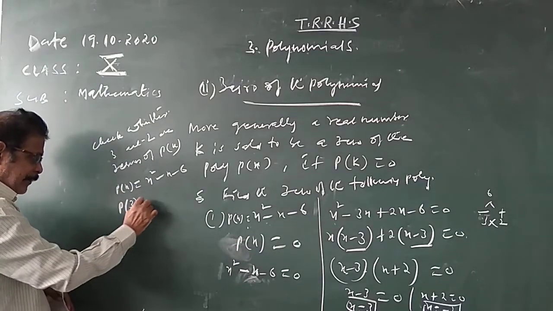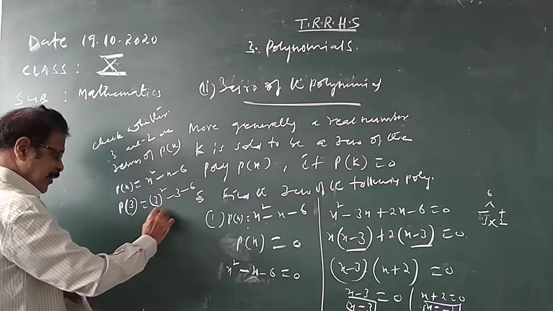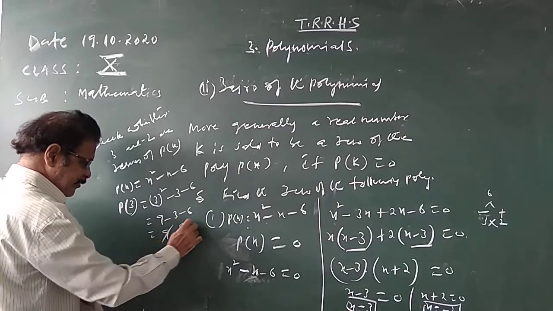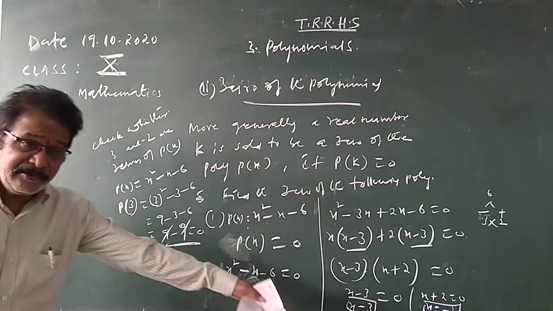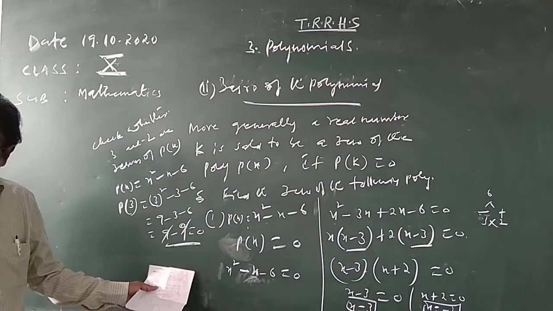I am checking p of 3. 3 square minus 3 minus 6. 3 square is 9. 9 minus 3 minus 6, that is 9 minus 9, which is 0. Yes. So when you substitute the value of a zero in this, you will get 0. If you don't get 0, it is not a zero.